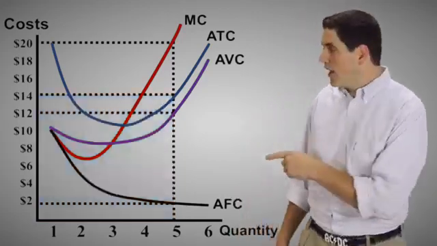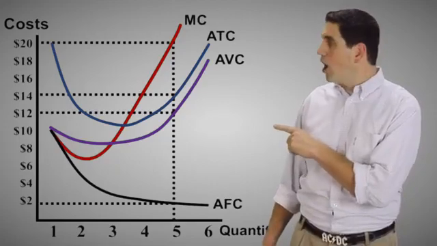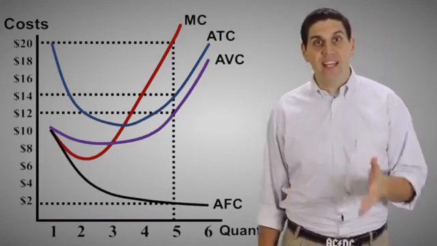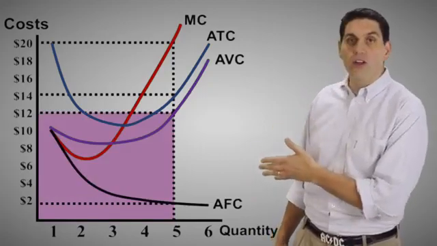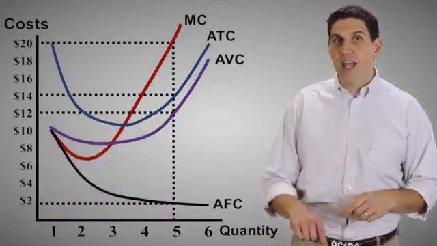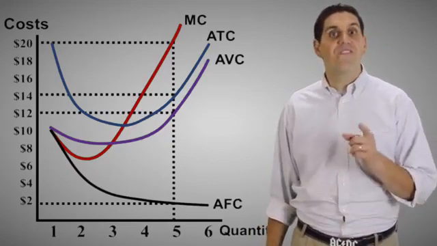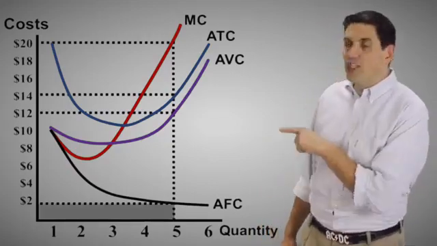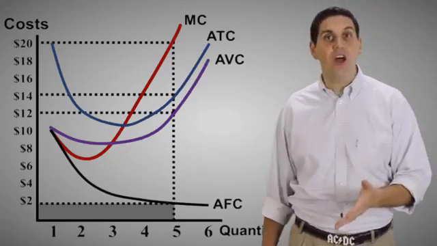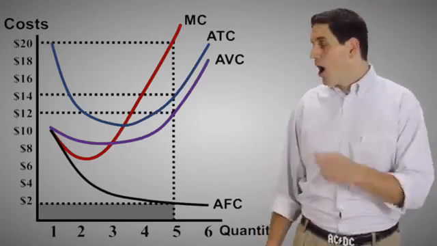Of that $70, how much is variable and how much is fixed? To figure that out, all you gotta do is go up to the average variable cost at 5 units, which is $12. 12 times 5 is 60. So that box right there of $60 is the variable cost of producing 5 units. If the variable cost is 60 and the total cost is 70, then the fixed cost must be 10. That's the average fixed cost of $2 times 5 units gives me $10 of fixed costs. That's the box right there.